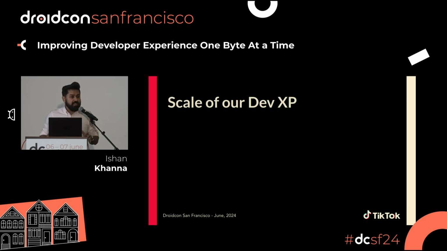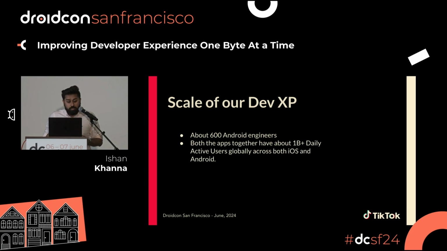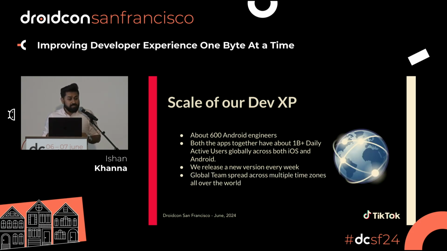So what's the scale of developer experience for our mobile infrastructure or architecture teams? Our team is about 600 Android engineers strong. We support about 1 billion daily active users globally, across both the iOS and Android apps that we have. We release a new version every week, so we're continuously building and shipping product improvements, features, and bug fixes. And our teams are spread globally, across different time zones. As you can imagine, how hard it would be to collaborate if we did not have a good system in place.